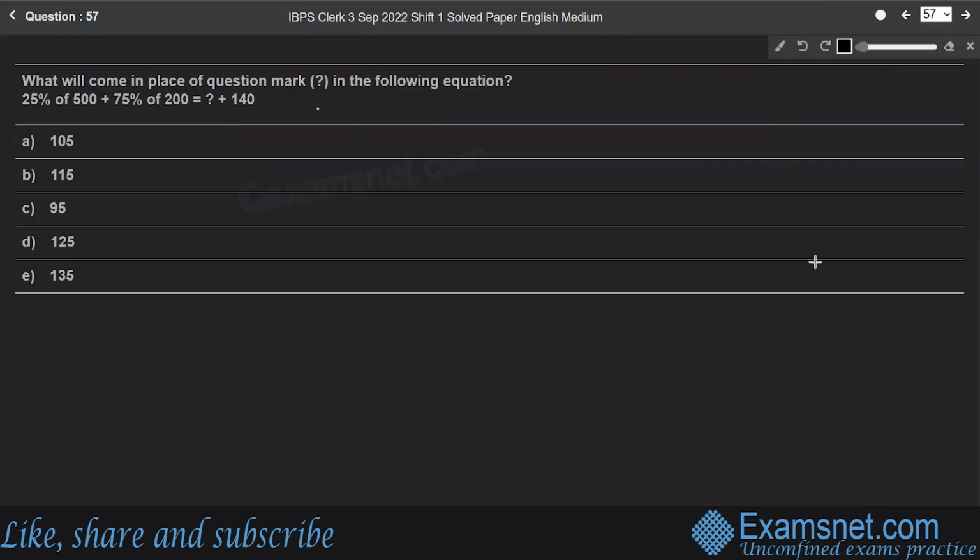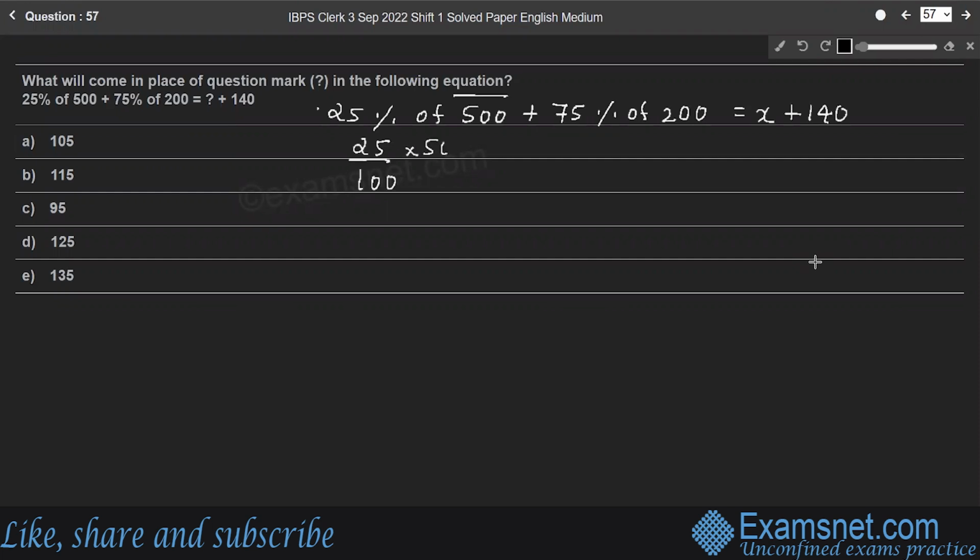Question 57. What will come in place of question mark in the following equation? 25% of 500 plus 75% of 200 is equal to x plus 140. Find the value of x. So here let's start with 25% of means 25 by 100 into 500 plus 75 by 100 into 200 is equal to x plus 140.